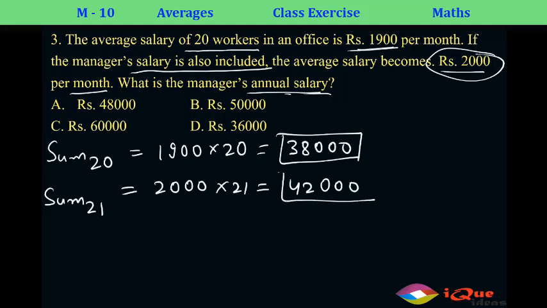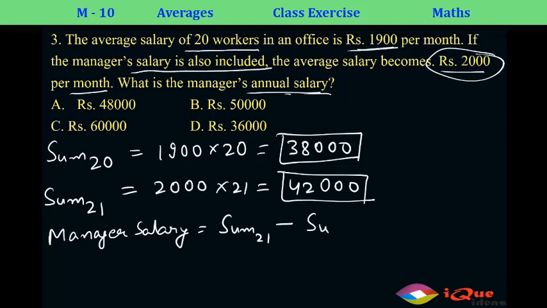As you can see, the manager's salary is straight away equal to the sum of 21 people minus the sum of 20 workers. So it is 42,000 minus 38,000. Alright. So the manager's monthly salary is 4,000.